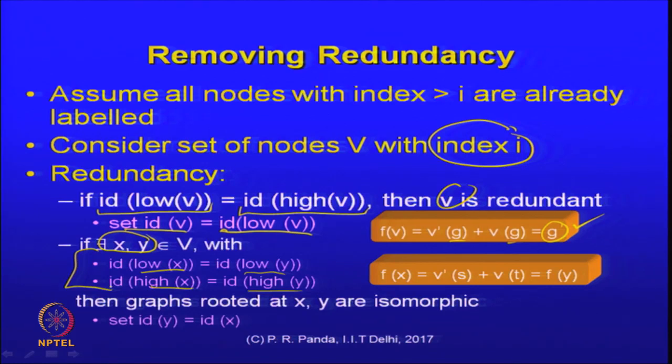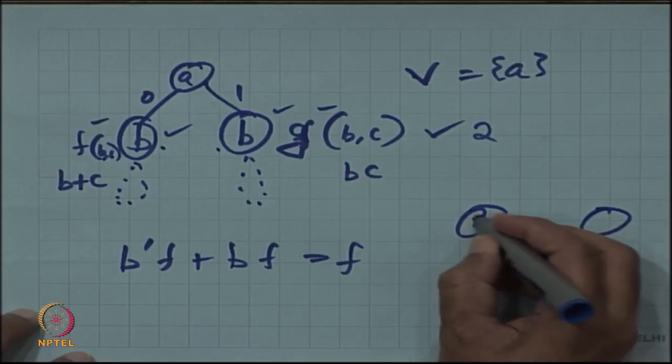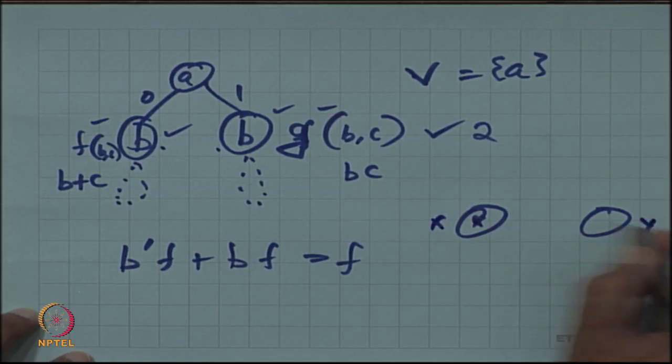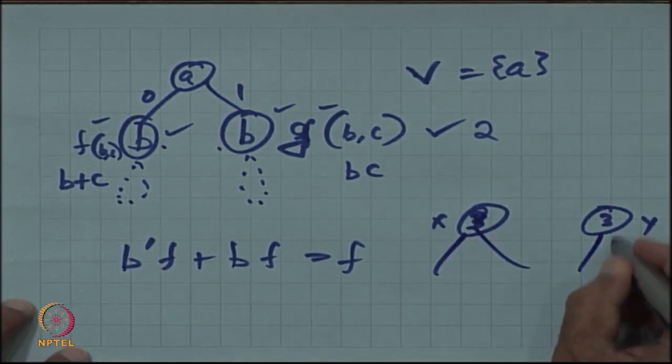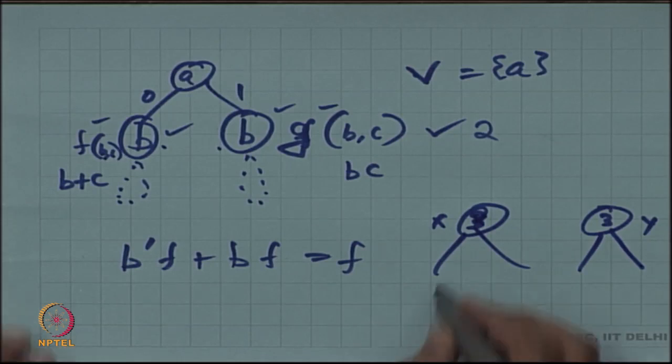It means that the children are identical, the children functions are identical. So, I found two nodes x and y. The indices are actually the same. If the index was 3 here, the index is also 3 here, meaning that it is the same variable. And this has labels A.